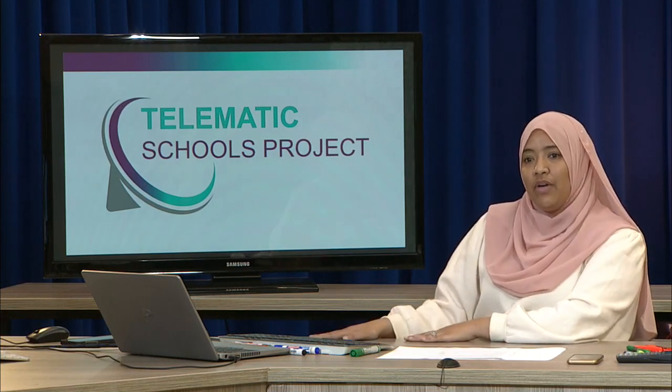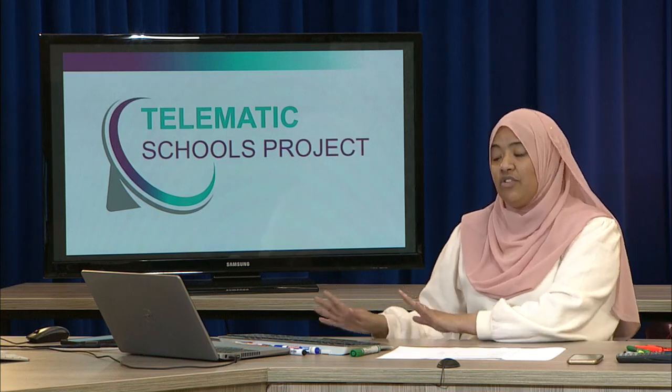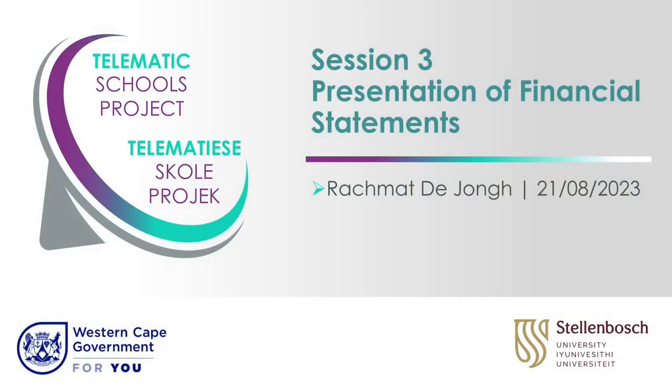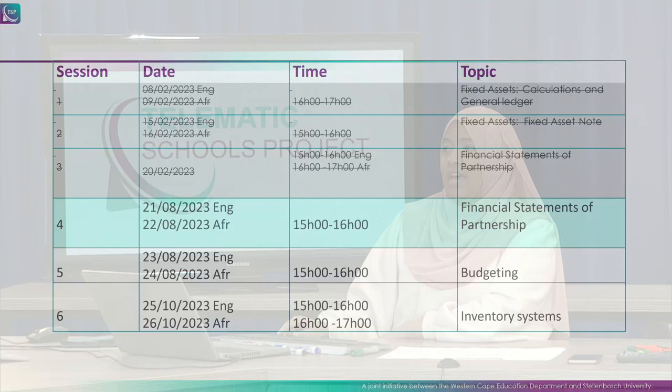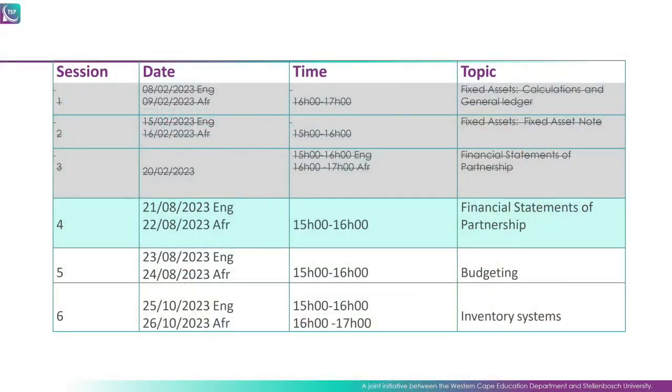Right, today we are going to be looking at session 4 of the presentation of financial statements, which is basically a continuation from the last session that we had. For session 4, we've done fixed assets, a little bit more financial statements on the partnerships, and then we're going to look today at SFP. Don't forget that on Wednesday, we'll be looking a bit more at budgeting, and then we'll have our last session sometime in October. So it's lots to look forward to at the moment.